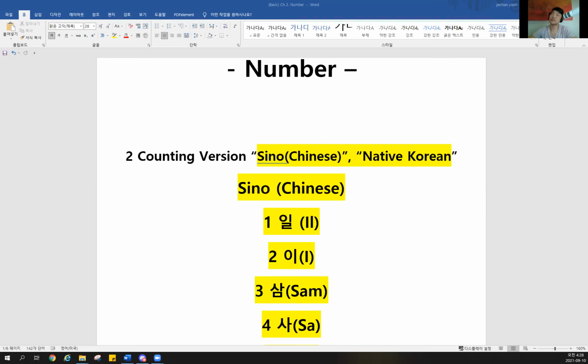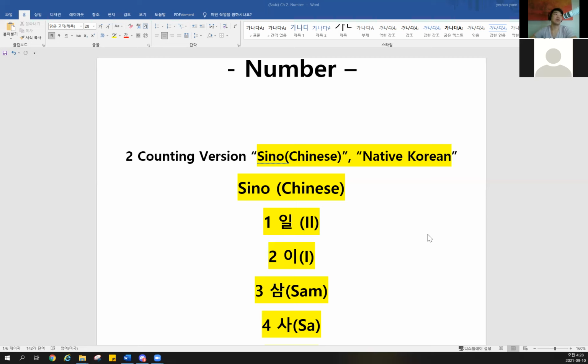So if I give an example, if you want to say something about the age, we have to use native Korean, but for the date we have to use both the Sino version and native Korean at the same time. Also for other things, this depends on the situation. In a lot of situations we have to use each counting version. So that's why we have to learn both of it.